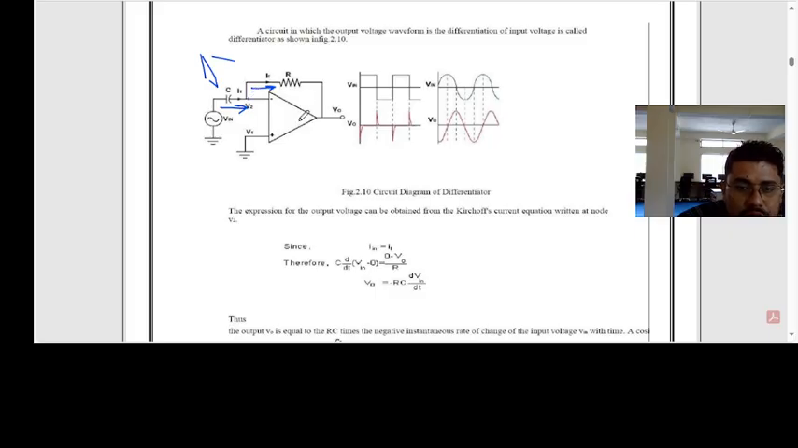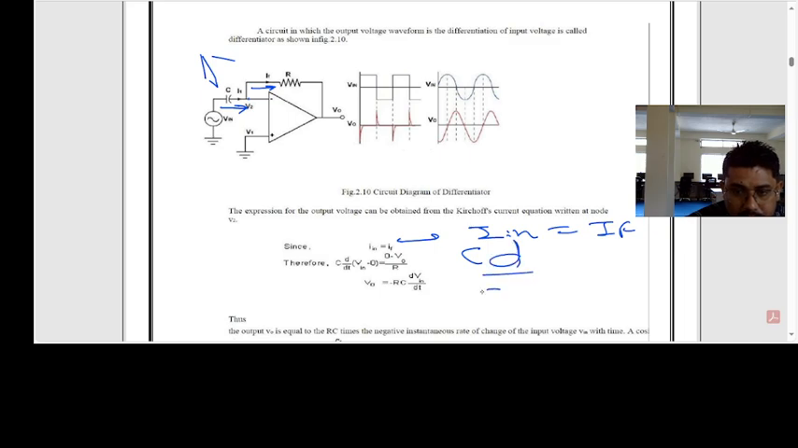So we can use the KVL equation to derive the input and output relations. Both currents are the same, I1 equal to I2, because there is no current inside the op-amp. What is I1? It is the current flowing through the capacitor. How can we write the current through the capacitor? I equal to C into dV by dt.